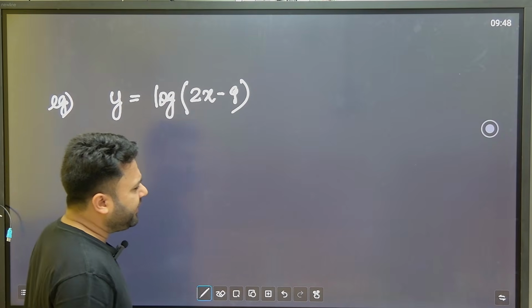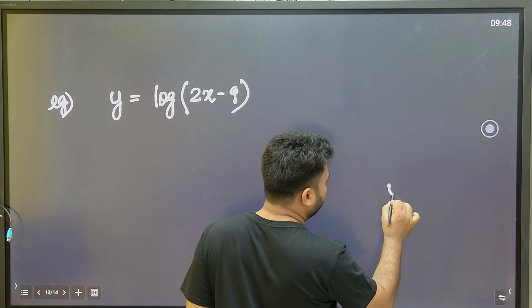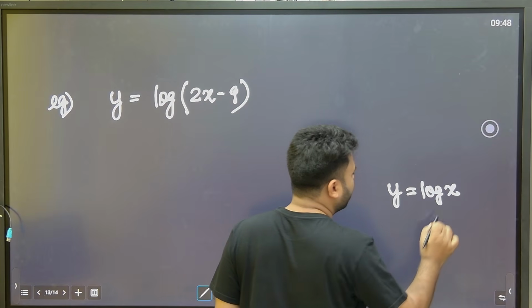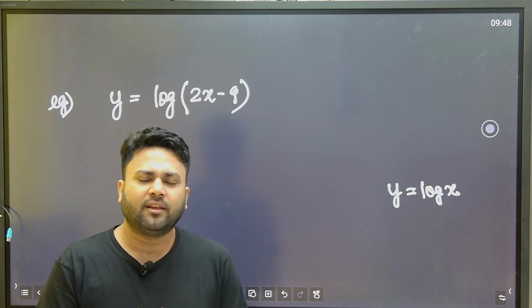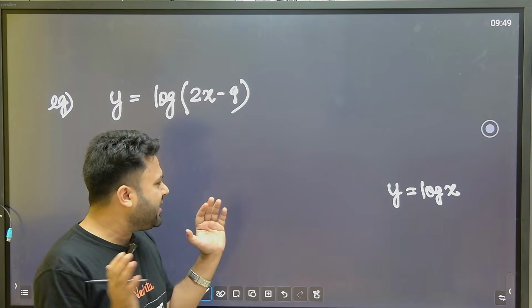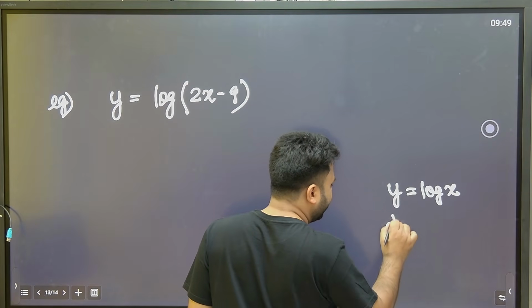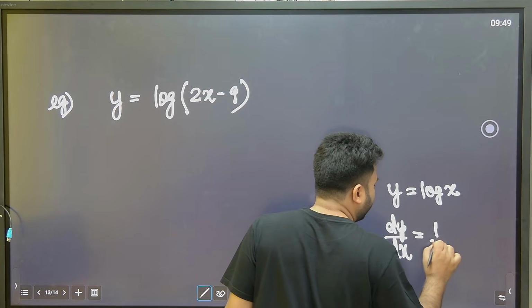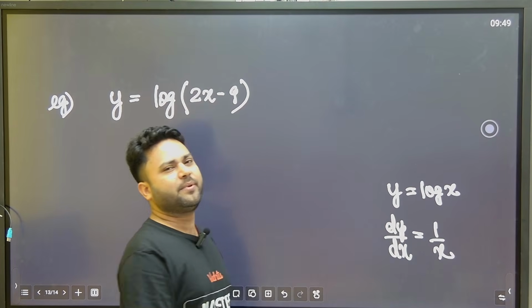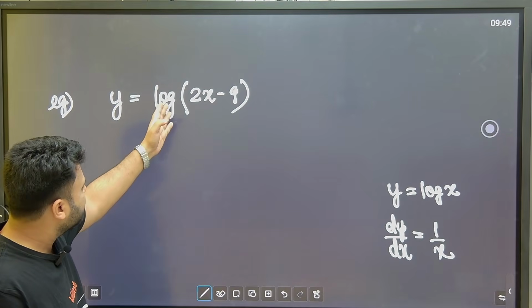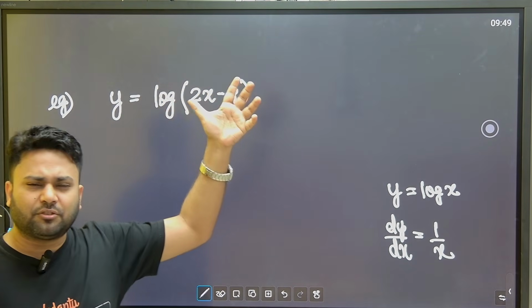See, whenever we get a direct formula like y equals to log x, this is a direct formula. Suppose you are writing the exam and y equals to log x comes. You will be very happy that, okay, a direct formula came. So you write dy by dx, you are excited and you will write 1 by x. But they have given now this time log of 2x minus 9. This is not a direct formula.